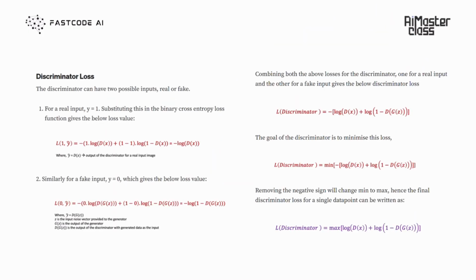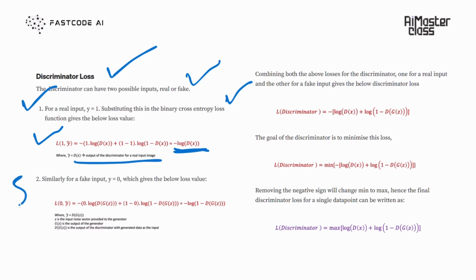Now, what we want to do is at the discriminator, we are saying that we can have two possible inputs. It can be real or fake. For real, y is equal to 1, and substituting into the entire binary cross entropy loss with y equal to 1, this is what we get, right? So we get negative log of D(x), where D(x) is the output of the discriminator for a real input image. Similarly, when y is equal to fake, this is what we get. Combining both of them for the discriminator, this is what we get.